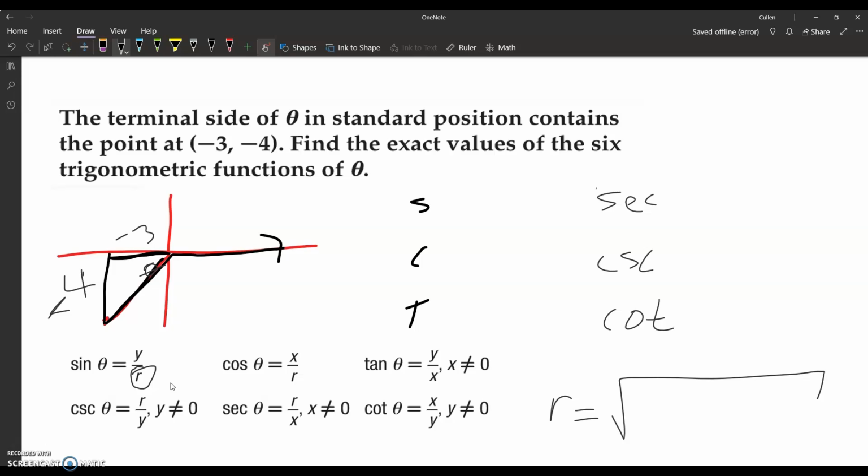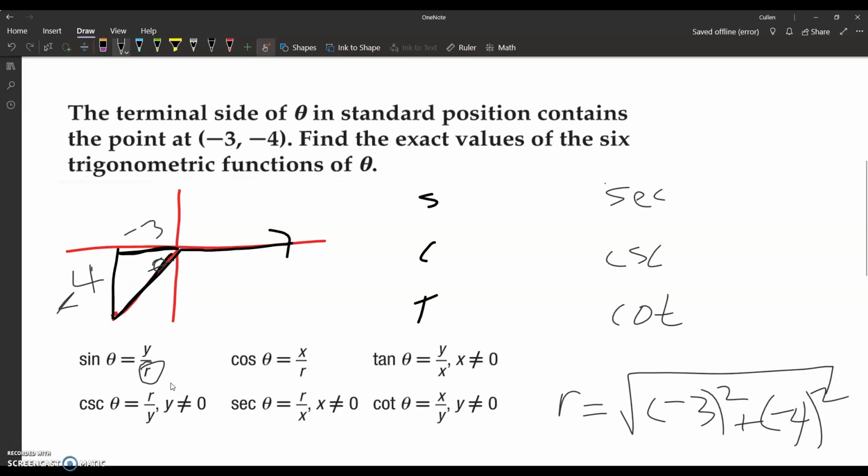It's the square root of (-3) squared plus (-4) squared. I'm going to skip a few steps, but you actually get +5 when you do that. So this hypotenuse is +5. When you're doing this, R will always be positive. Okay, so that's the picture.